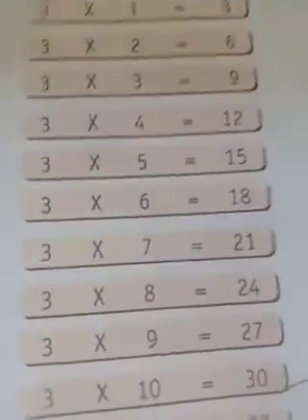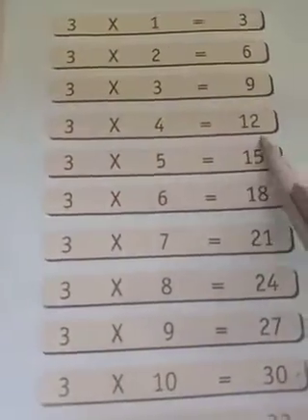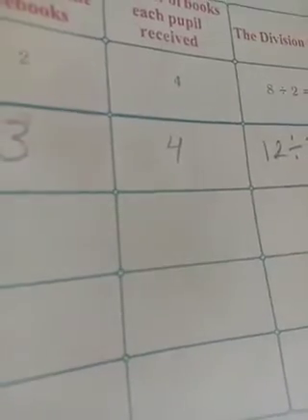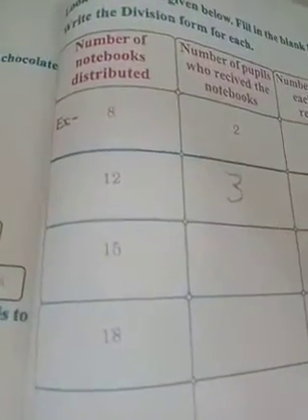12. So it came in the 3 table. See, we have 12 here. 3 4s are 12. 3 4s are 12. So 3 4s. Suppose the number of people is 3. So to 3 people, 4 each person, 4 books will be given. So 12, the division form: 12 divided by 3 equals 4. This also again will be written like this.